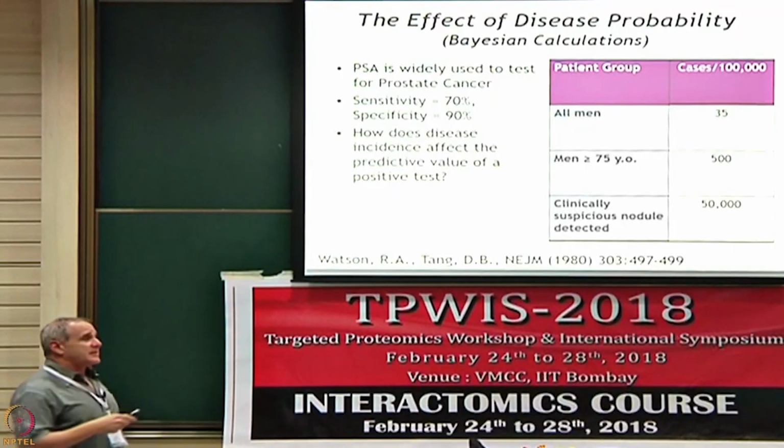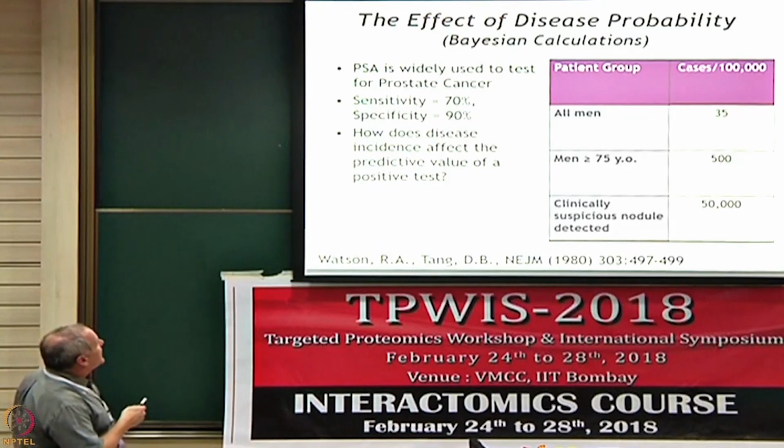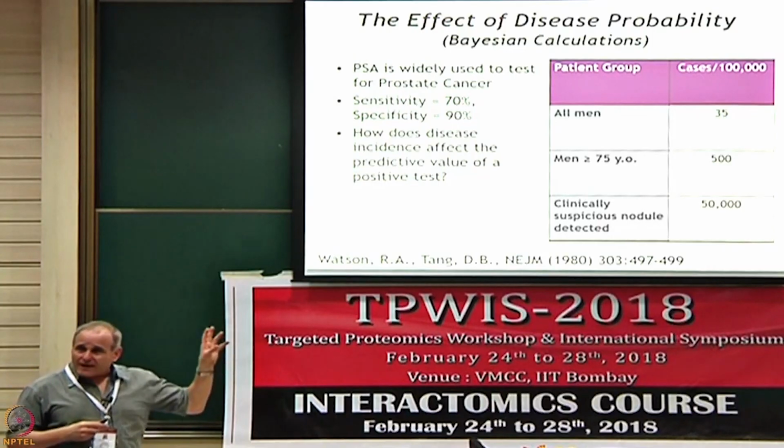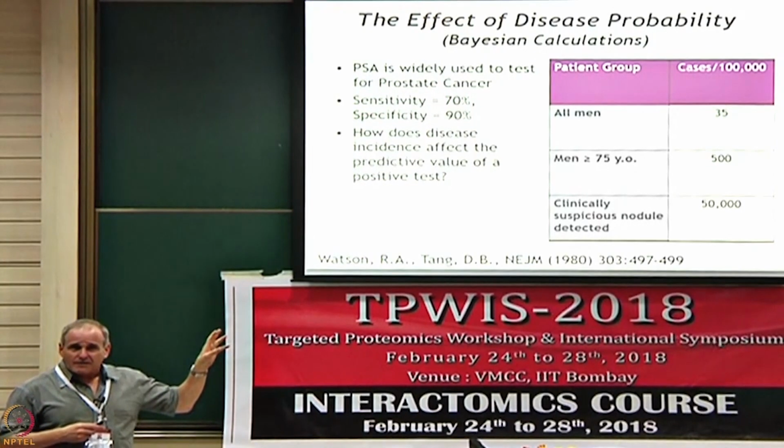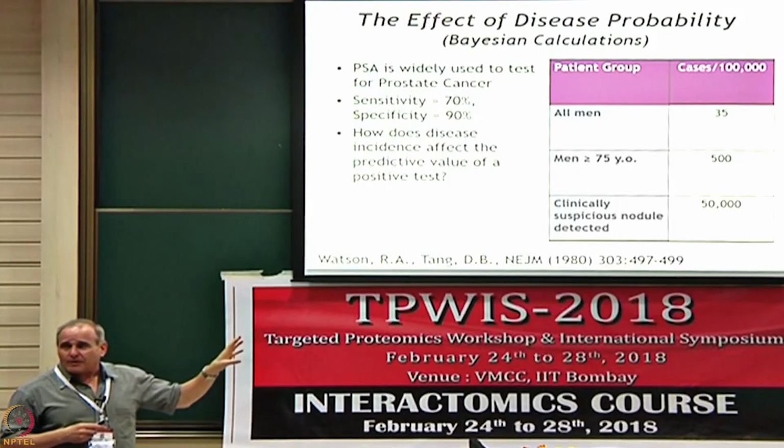This is a very common test used to detect prostate cancer. It has a sensitivity of around 70% and a specificity of 90%. That's one of the best values you'll see anywhere. That's a pretty typical marker.